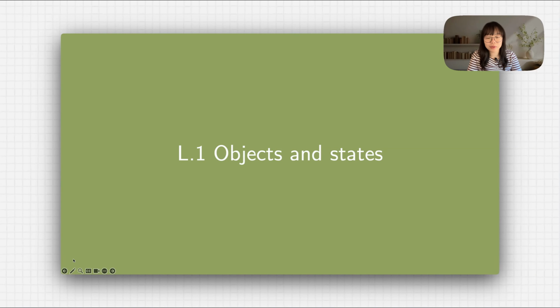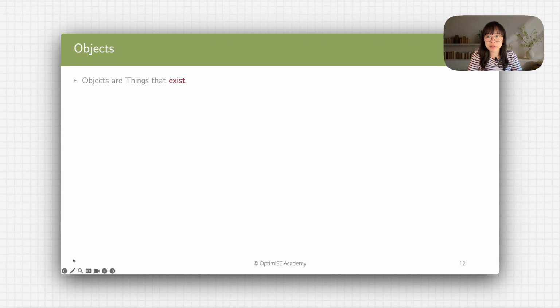Okay, so welcome to our first lesson on objects and states. Previously we talked about objects, which are things that exist, and it can be as simple as a book or as complex as an aircraft. It can also be intangible, like data or ideas.